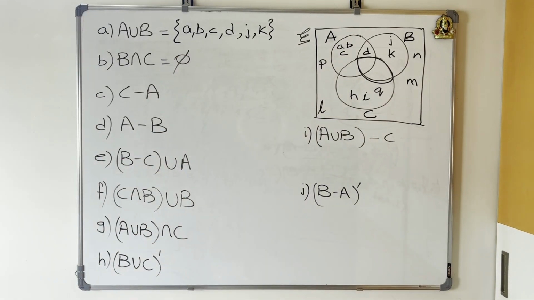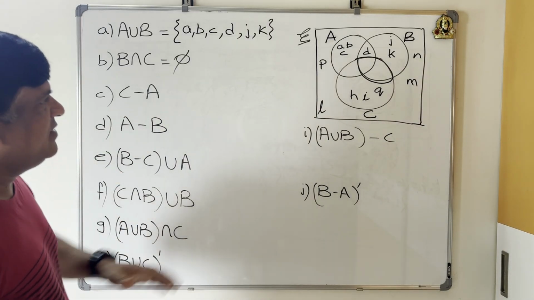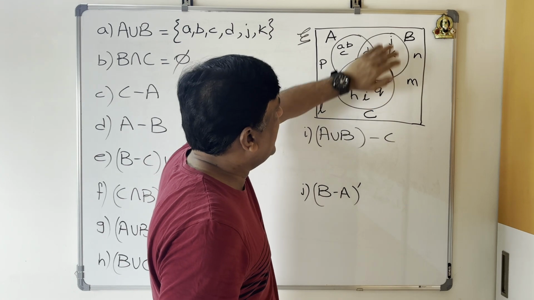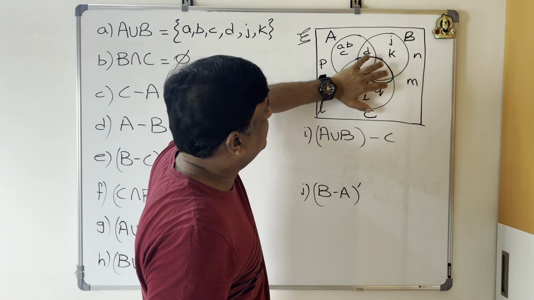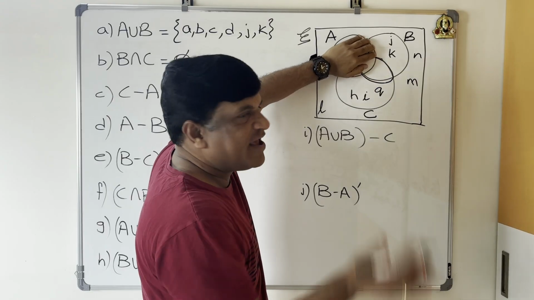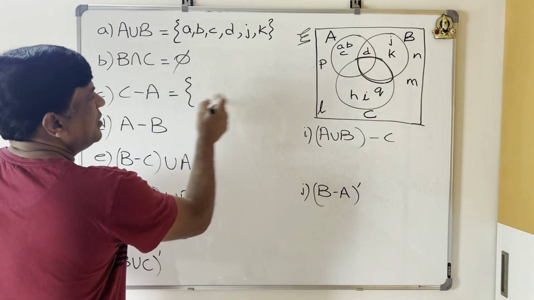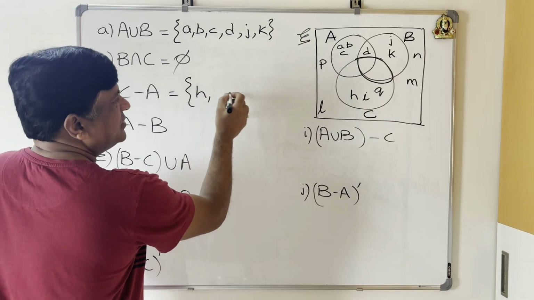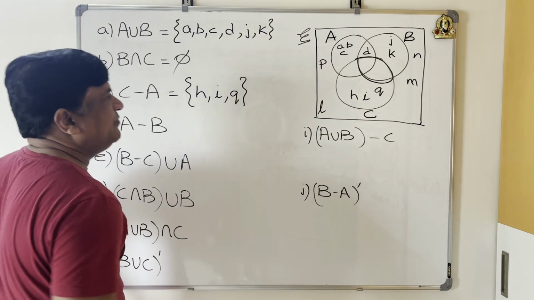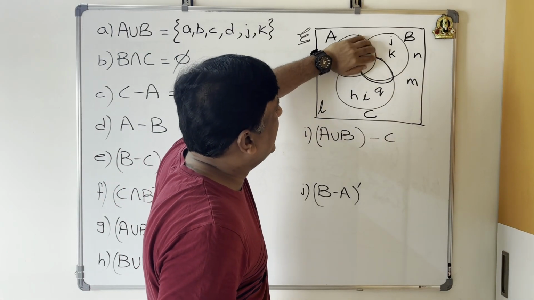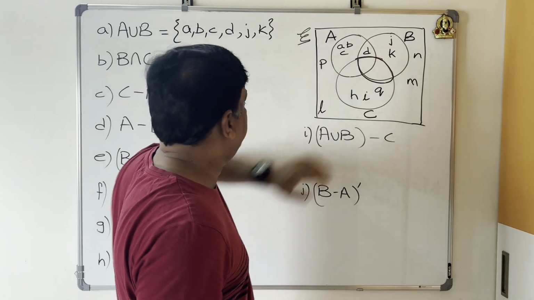Similarly, the next one, they are asking us to find C minus A. Now C is there and they are asking us to remove A from it, right? This is C and they are asking us to remove A from it. So what are the elements left over there? It will be H, I and Q. Those are the three elements because I don't want to consider any elements from A, between A and C. So I am removing that and that's all.